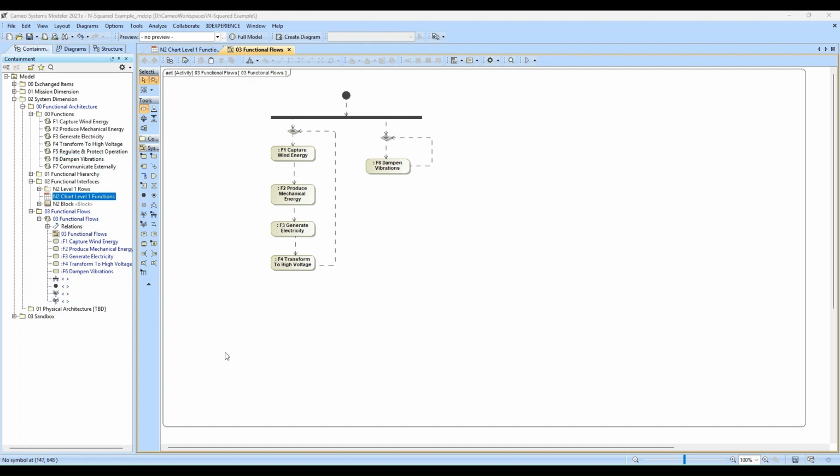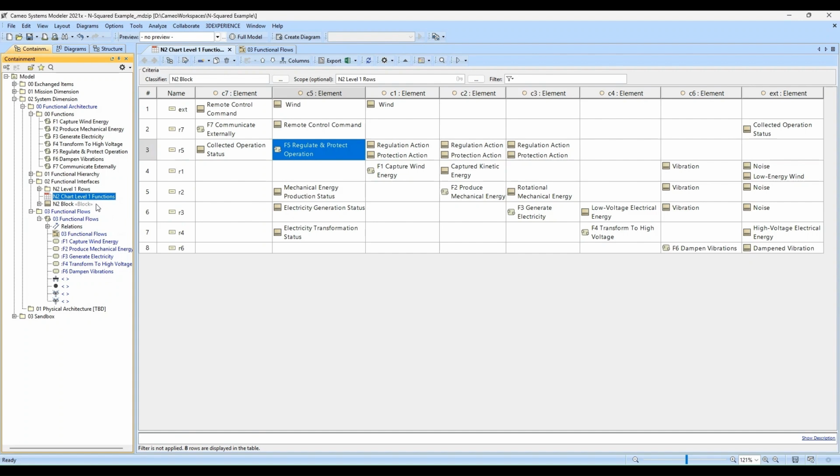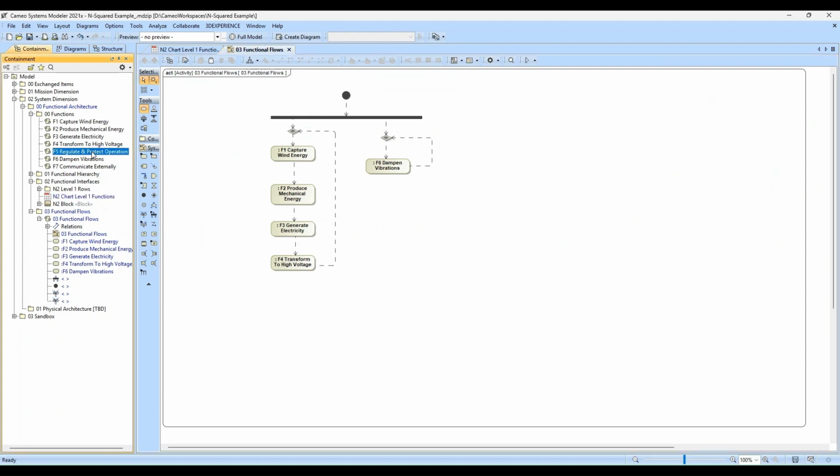The physical flows are ready, so now we focus on the data flows. Going back to the n-squared chart, remember that we have two data flows running in parallel. The first one is the one related to the control of the main physical flow, that is the one related to F5. So we drag it and drop it.